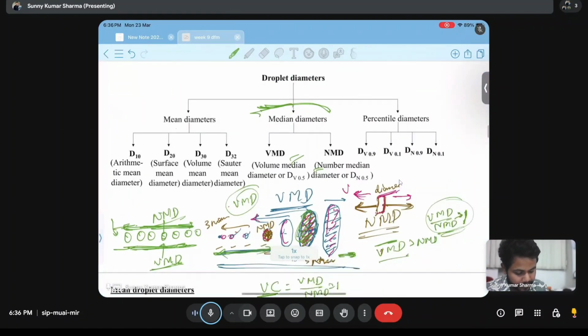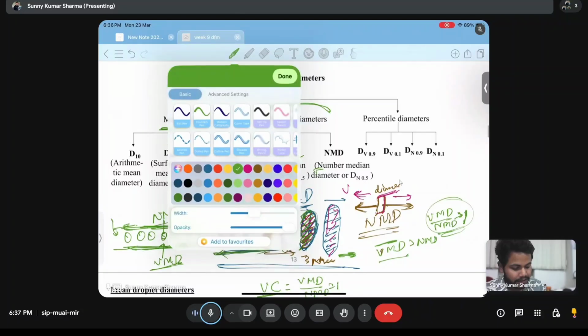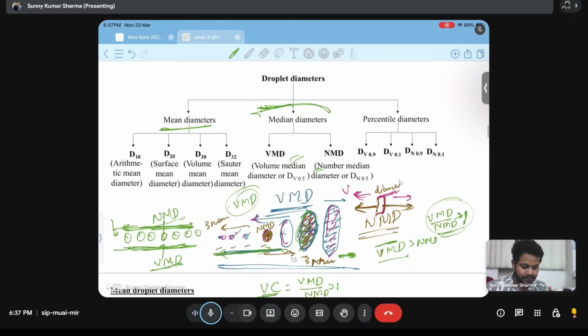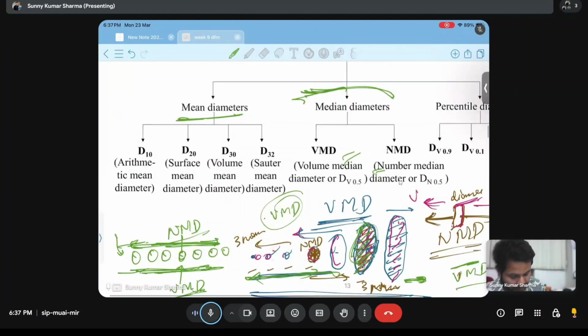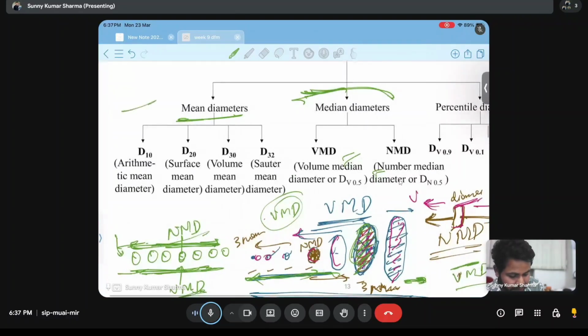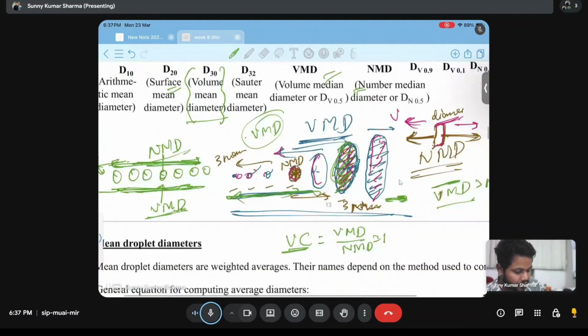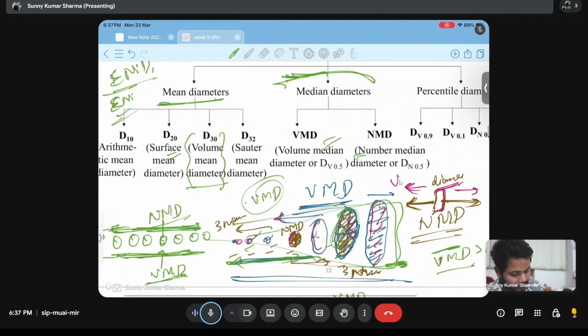So the second thing is mean diameters. Mean diameters are the arithmetic means which we have been studying. If we add all the diameters and divide by the number of diameters, sigma ni di, it becomes the arithmetic mean diameter. If we add all the surface diameters of all the droplets, sigma ni di square, it becomes the surface mean diameter. If we add all the volumes of all the droplets and divide by the number of droplets, that becomes the volume mean diameter.